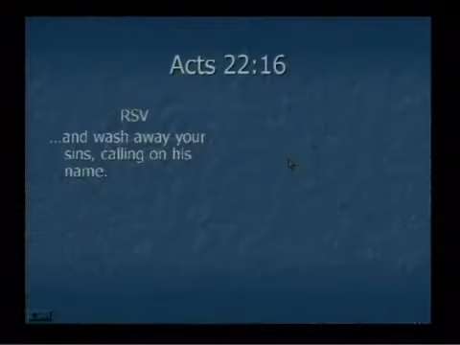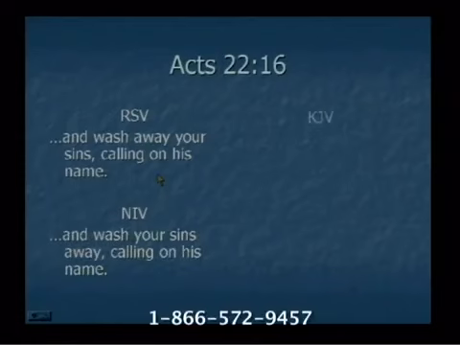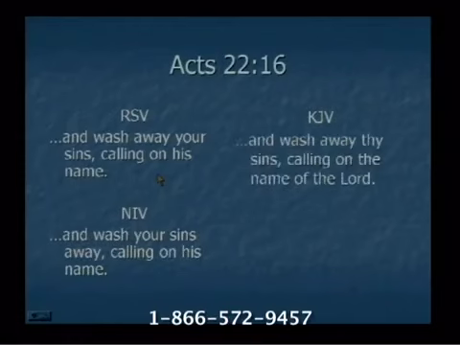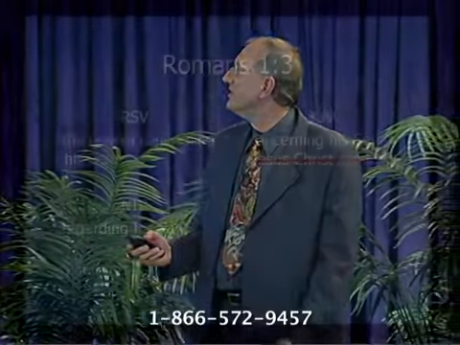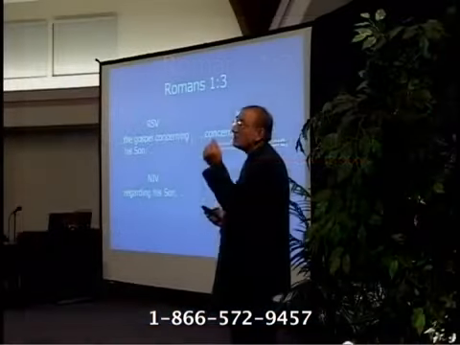Acts 22:16, and wash away your sins calling on his name. NIV: and wash your sins away calling on his name. And wash away the sins calling on the name of the Lord. Just one of those where they've removed him. The gospel concerning his son Jesus Christ our Lord. Here it could be his son Lucifer. Here it is, the son Jesus Christ our Lord.